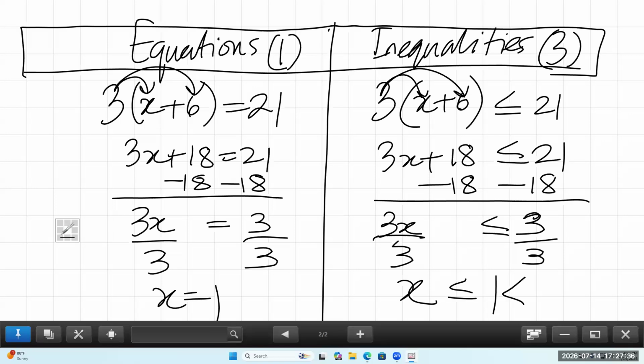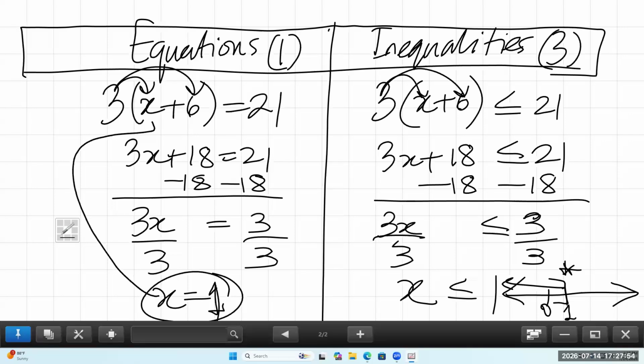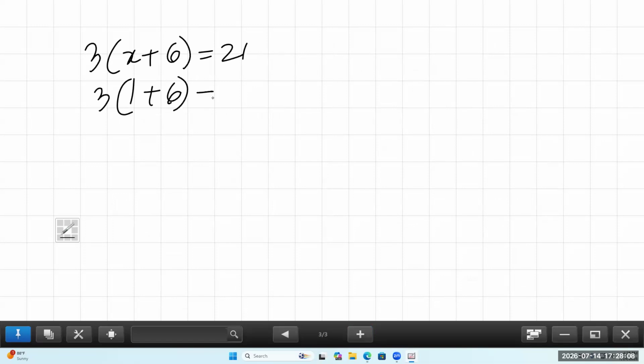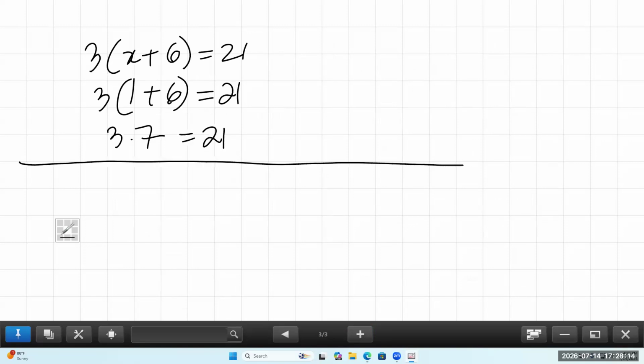In the inequality, you go to a number line. I'm going to talk to you about the number line in a second. You go to 1, and x is less than or equal to 1. But for the equation, you just say x is equal to 1. You can check your work by substituting 1 in place of x, and you find out that the answer is true, because 3 into x plus 6 is equal to 21. If you substitute 1 in for x, you get 3 times 7 is equal to 21. So that's what's going on with that equation.